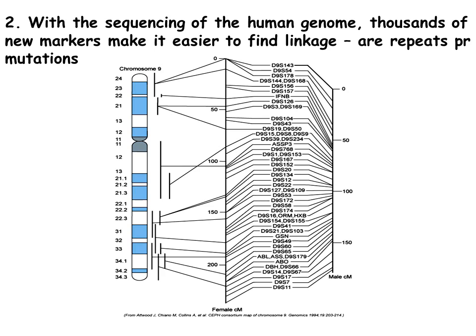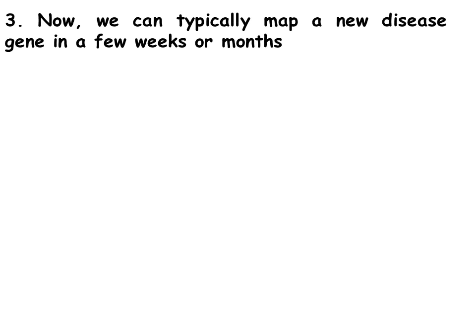Now that we've sequenced the whole genome, we have thousands of new markers, making it easier to find linkage. And usually these markers are repeats or mutations. Now we can typically map a new disease gene in a few weeks or months. So what are the useful marker loci?